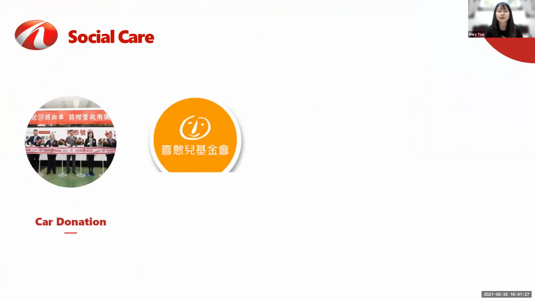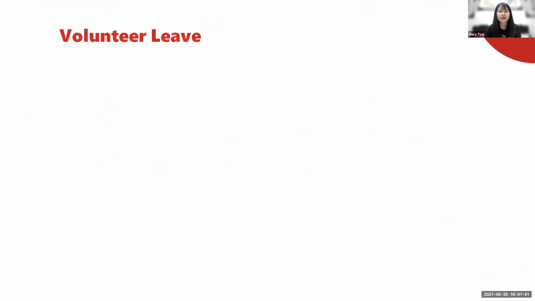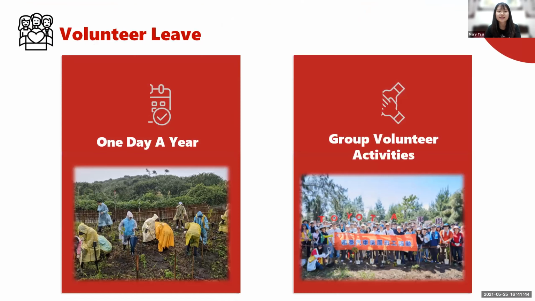So the first one of the Hetai CSR is social care. Social care has 4 different aspects in Hetai. They are car donation, Children Are Us Foundation, recycling toys, and volunteer leave respectively. So for the internal part, Hetai will provide their employees a volunteer leave, and its time period is 1 day a year. In addition, Hetai will hold good volunteer activities. They want to encourage their employees to contribute to the society.